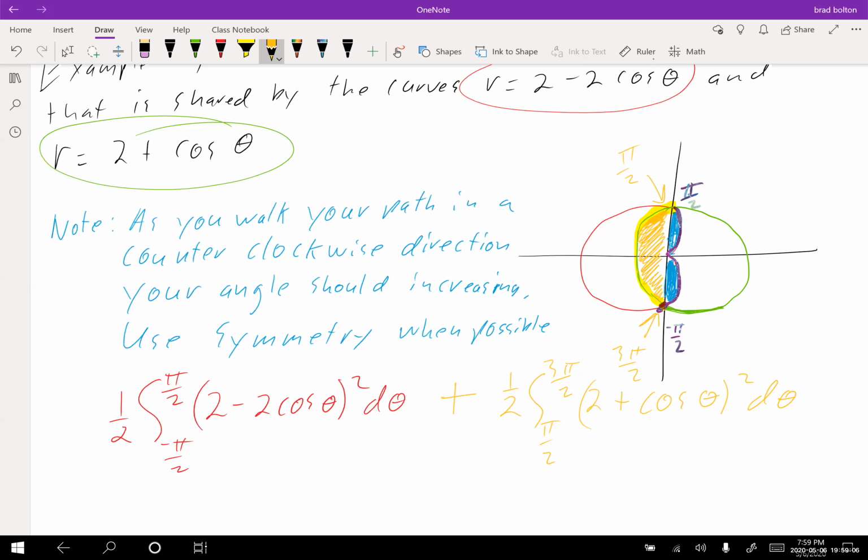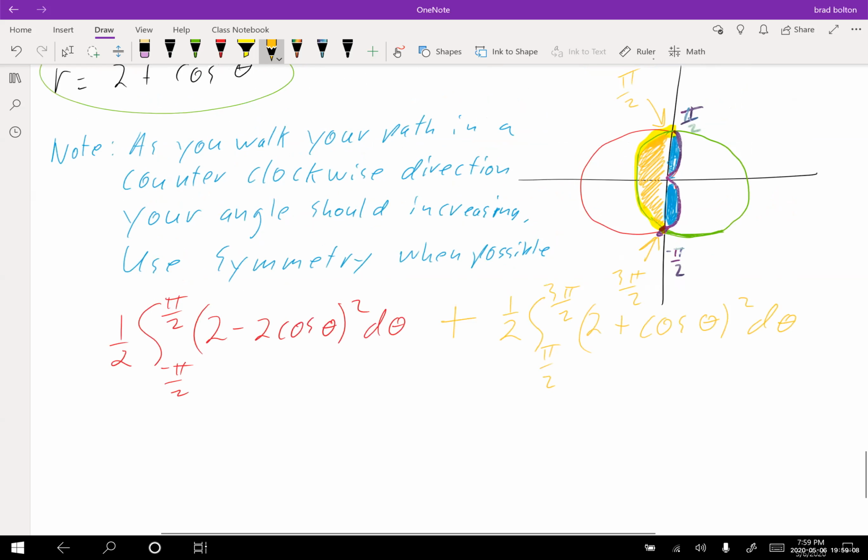Now, we could do something like this. Couldn't we just say 1/2 the integral from 0 to pi halves of 2 minus 2 cosine theta squared d theta? So what I'm saying now is just do this one, find that, and then multiply by 2. That would work as well, right?